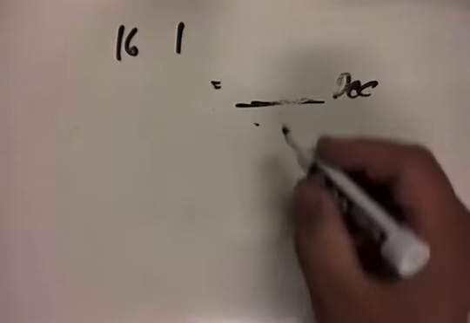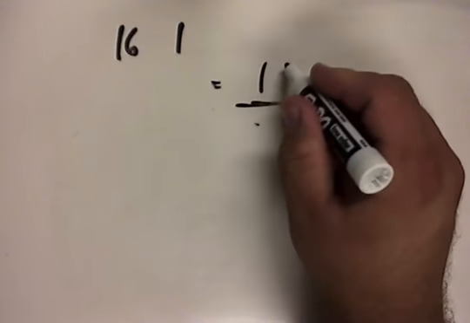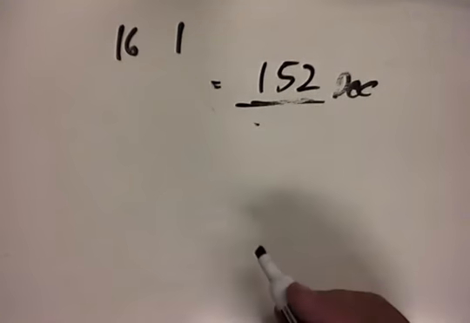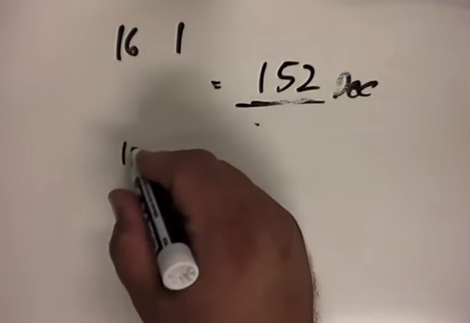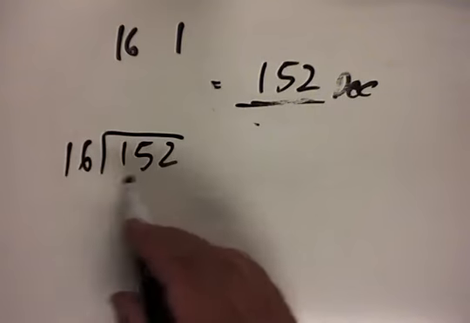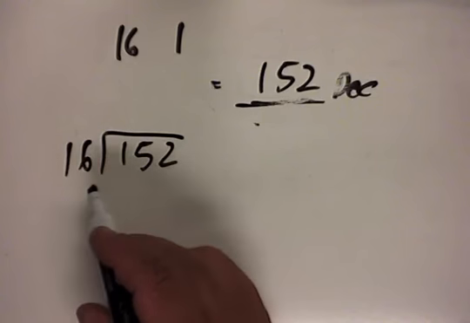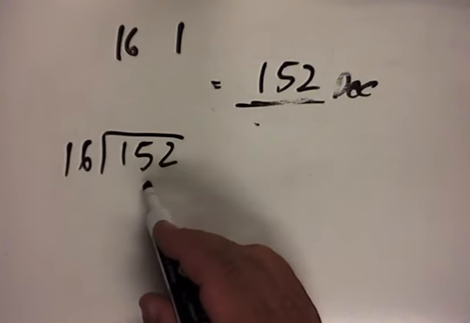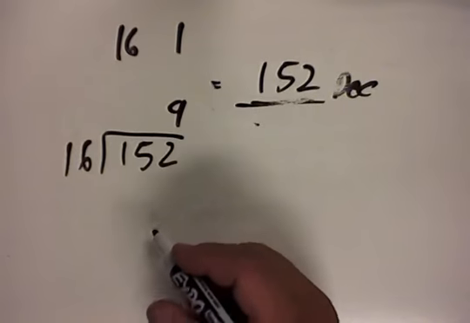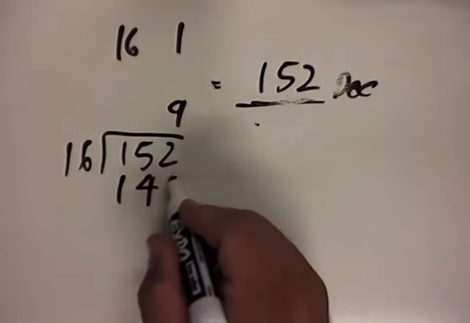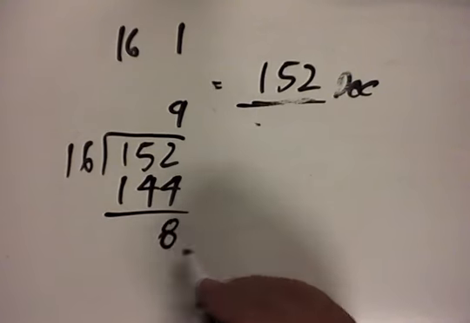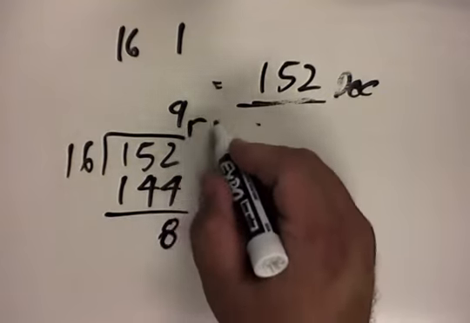Okay, let's take 152 in decimal. What's its hexadecimal equivalent? So let's take 152. Divide by 16. Okay, well, 16 doesn't go into 15. 10 times 16 will be 160, so we have to probably start with 9. 9 times 16 should equal 144. When I subtract that, I'm left with 8. So now we have 9 remainder 8.